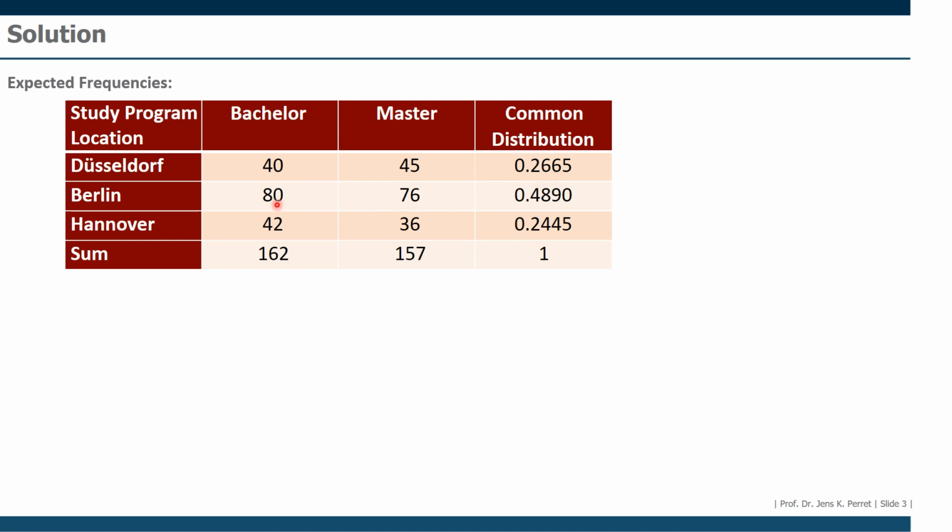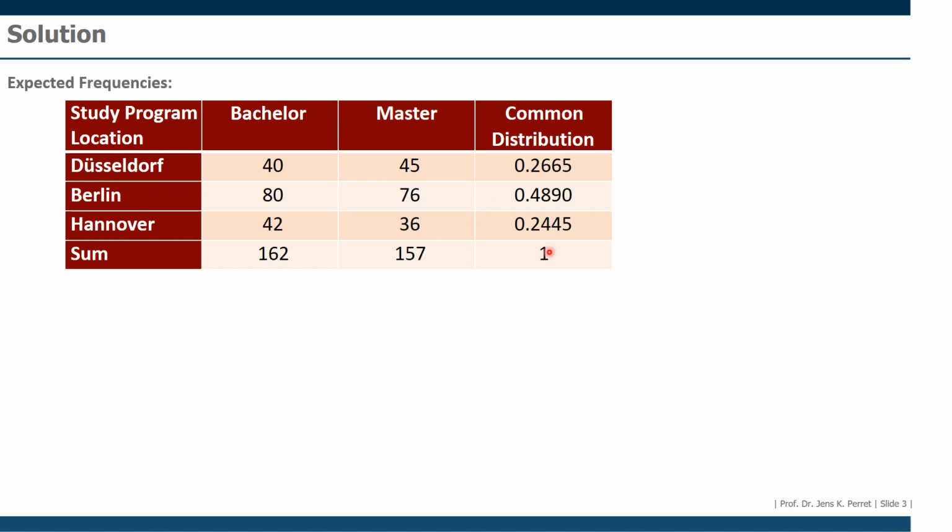And we're going to do this the same way here. We're going to add these numbers, giving us 156. We're going to divide this by the 219, giving us this value. And finally, the same with this one. So that's the common distribution. So under the assumption that they share a common distribution, that's how it would look like.